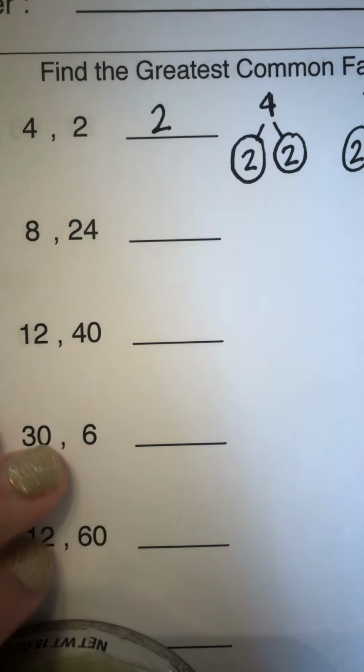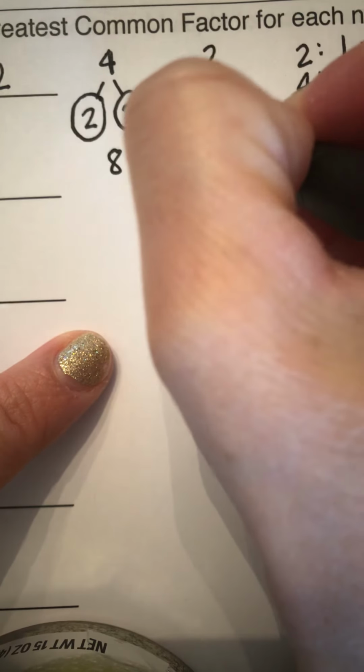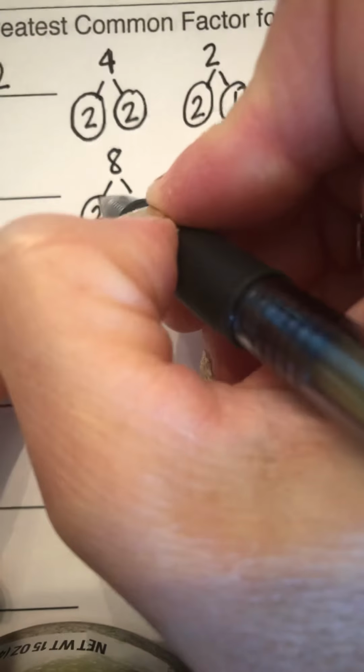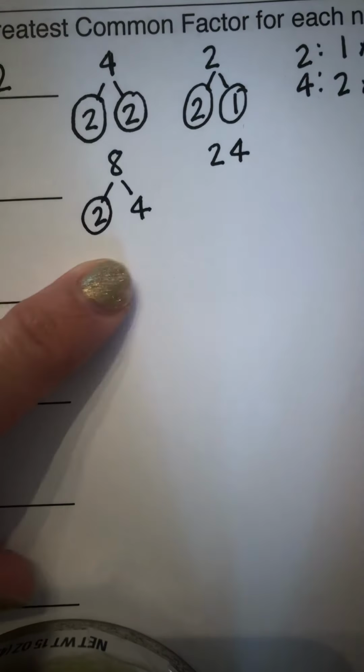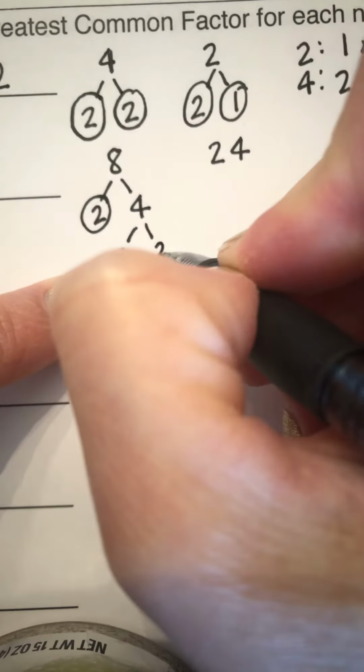Now let's do the next one because it's a little more tricky. It's 8 and 24. So the first number is 8, second number is 24. For 8, we multiply 2, which is prime, and 4. So 4 times 2 gives us 8. And then for 4, we multiply 2 times 2.